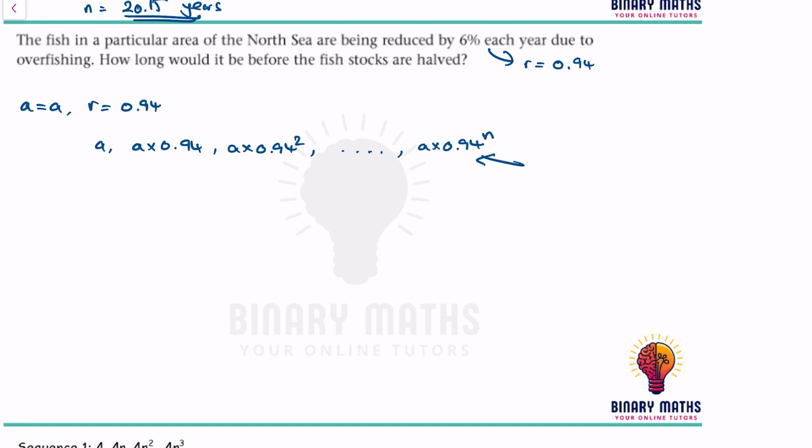So we need that equal to half the stock from the beginning. So it's equal to half A. So the equation I'm trying to solve is A times 0.94 to the power of n is equal to half A. If I divide both sides by A, I end up getting 0.94 to the power of n is equal to a half.